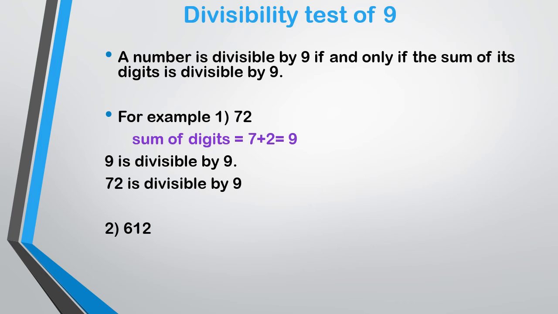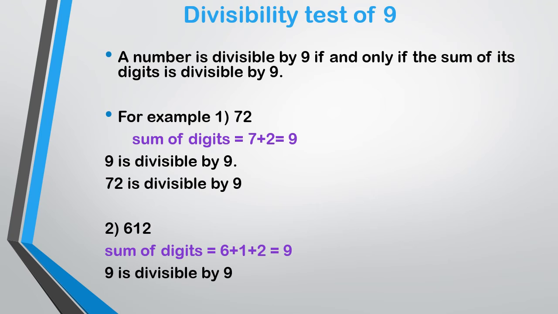So next one, 612. We have to check whether 612 is divisible by 9 or not. For that we find the sum of digits: 6 plus 1 plus 2. 6 plus 1 is 7, 7 plus 2 is equal to 9. 9 is divisible by 9. 9 ones are 9. So 612 is also divisible by 9.